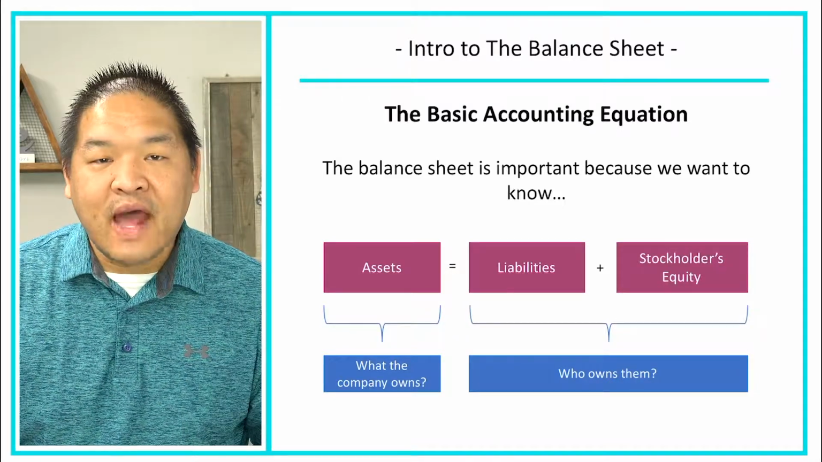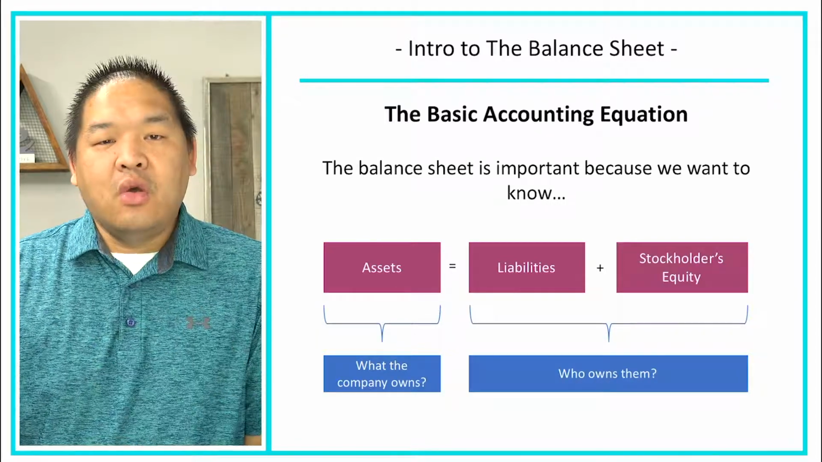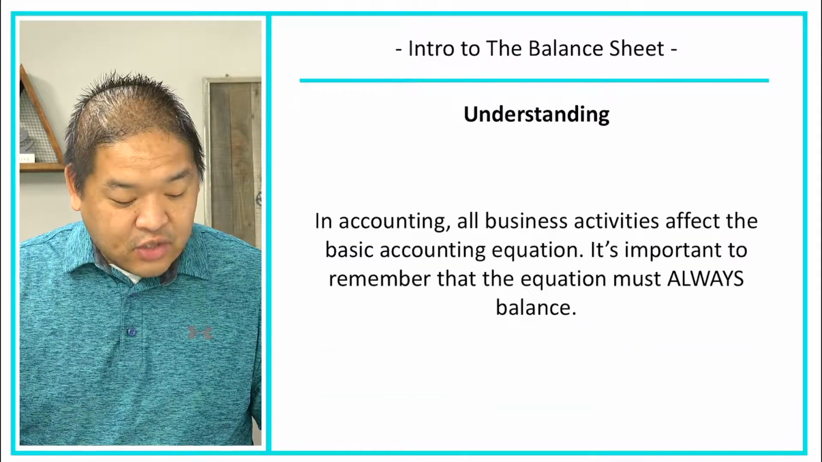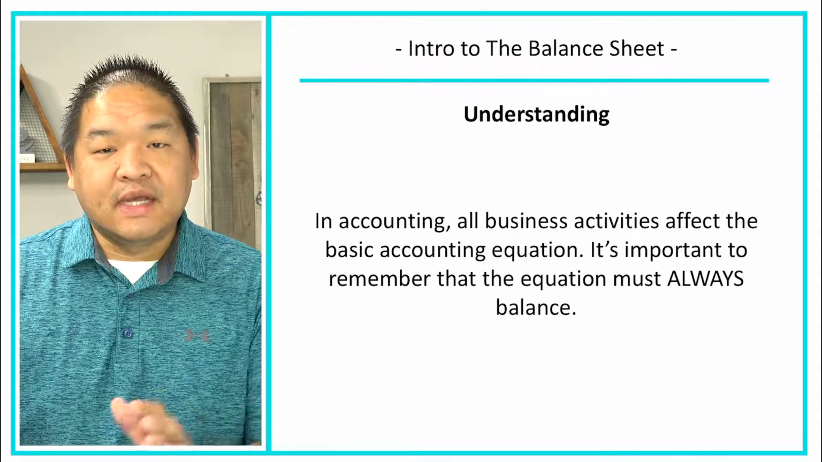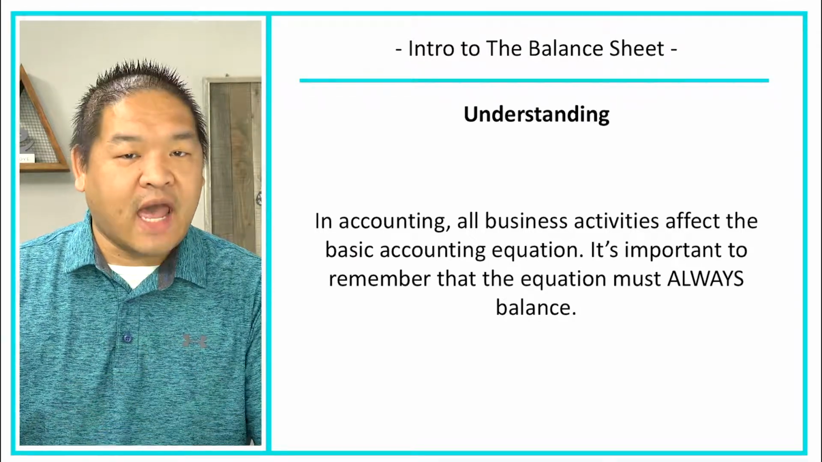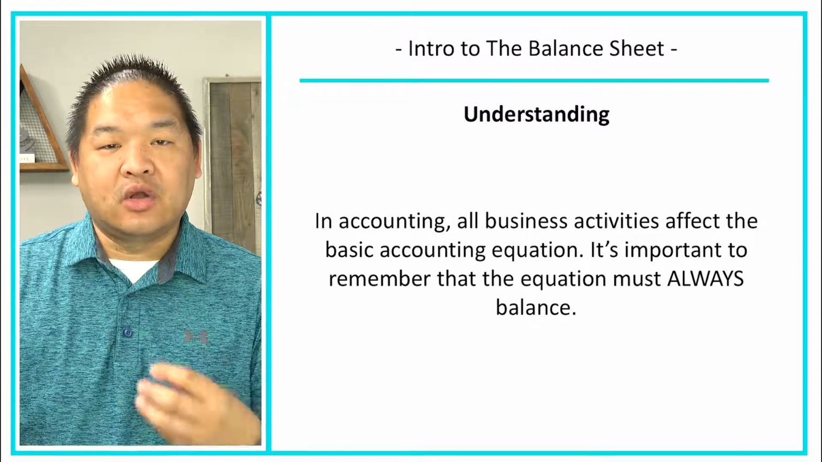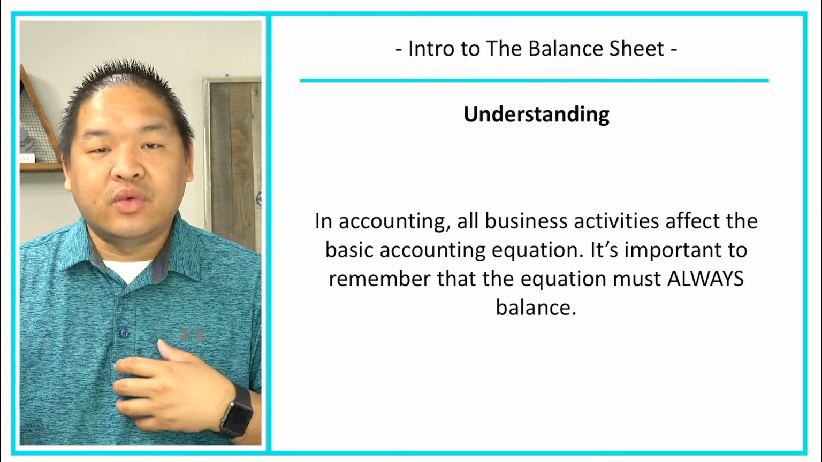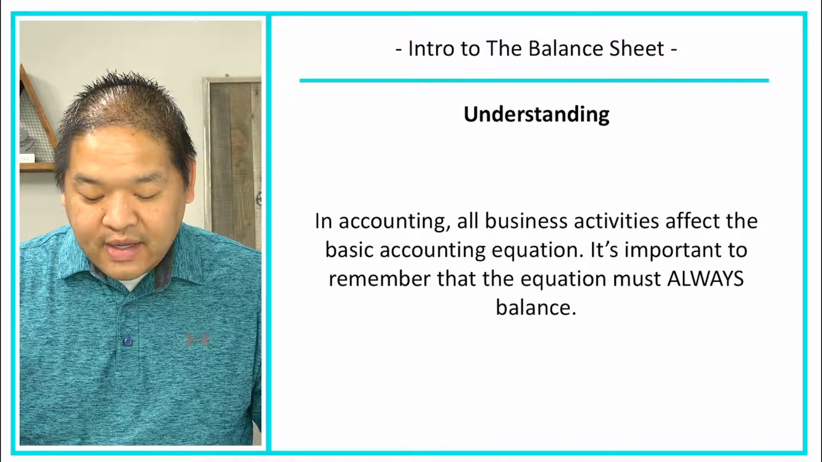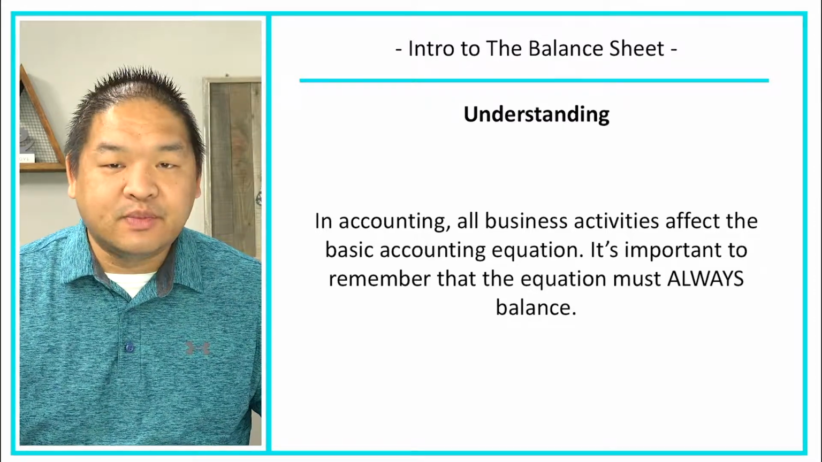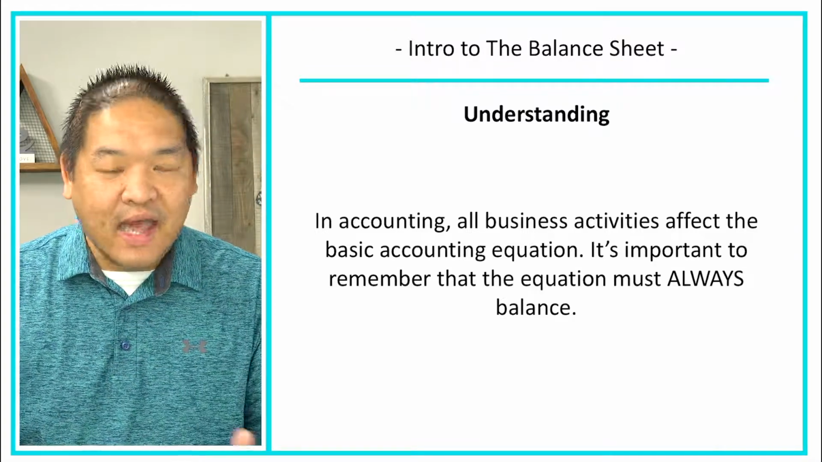Okay, so that's what we're trying to do here with the balance sheet. We're trying to list all of that out so that we as external users get an understanding of who owns what, right? So in accounting, all business activity affects the basic accounting equation. As we start to look at transactions, everything that we do affects the accounting equation. The question is how then do we interpret that into what we would call accounting, okay? It's important to remember that the equation must always balance, and I can't say that enough. The balance sheet always balances at the end of the day.